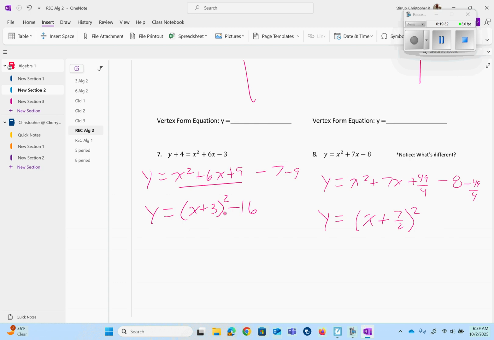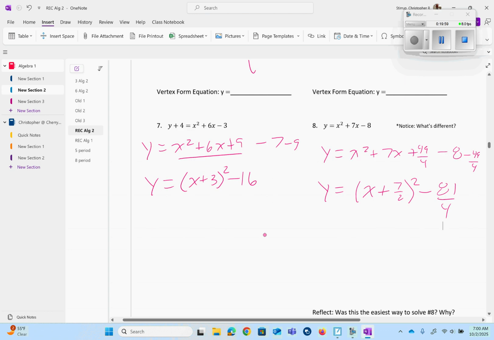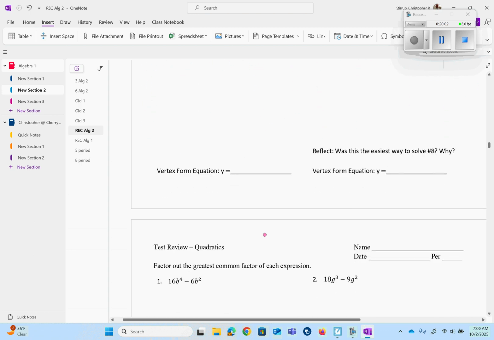Okay. So if I go negative 8 minus 49 divided by 4, it's negative 8 minus 49 over 4. And math, fraction, enter. That's going to give me negative 81 over 4. That's in vertex form. So you can leave those fractions. Trust me, leave them as fractions. Don't convert them to decimals. It'll help you later.